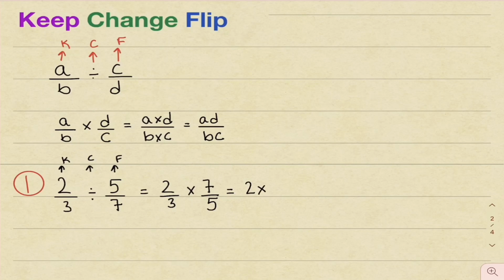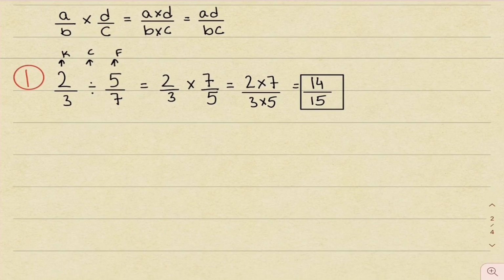Now I'm going to multiply 2 over 3 times 7 over 5. So it's going to be 2 times 7 over 3 times 5. 2 times 7 is 14 over 3 times 5 is 15. So can we reduce this? No, we can't. So the answer is 14 over 15. Now let me do another example.